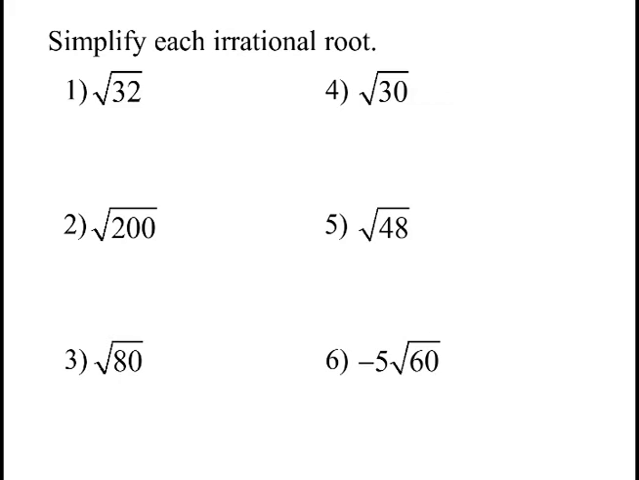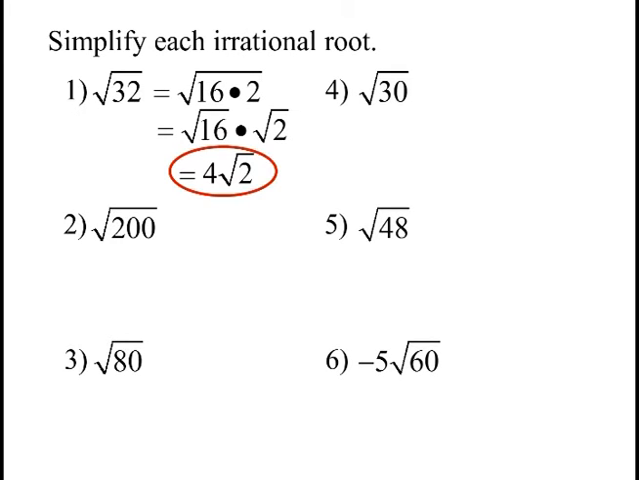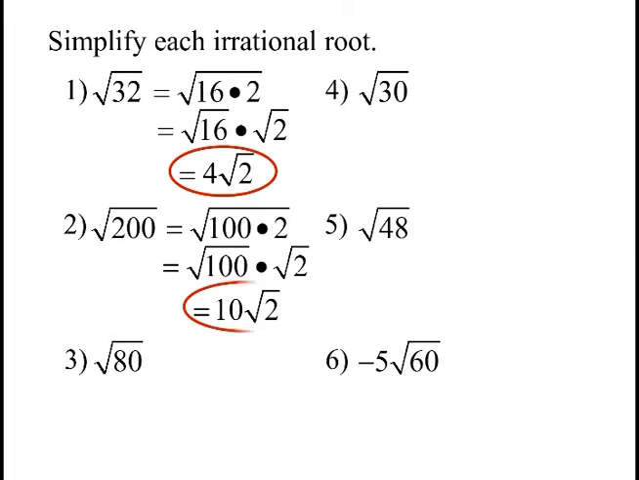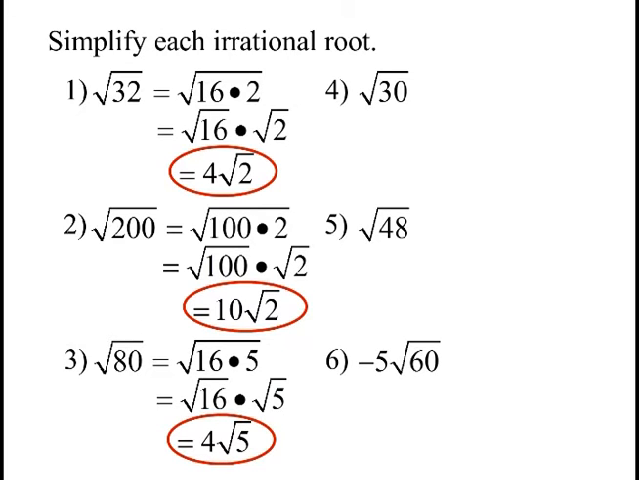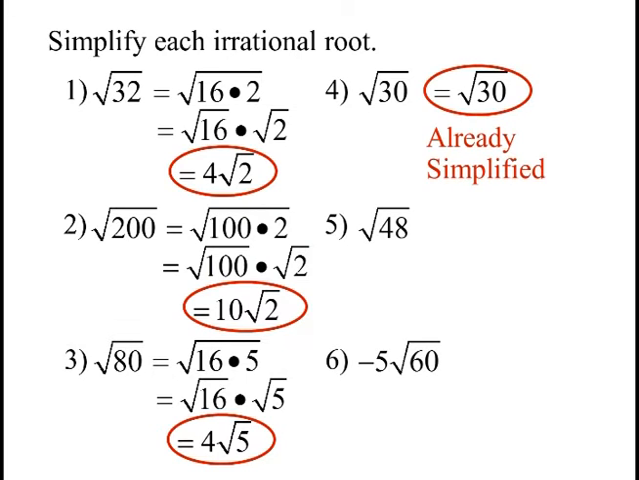Root 32 would be 16 times 2, so the 16 comes out as 4 root 2. 200 can be broken down into 100 times 2, so that's 10 root 2. Root 80 is a tough one. Yeah, 4 goes in, but can you think of something larger? If you take a 4 out, you'll leave a 20 behind, and there's another 4 in there, which means you could have actually taken a 16 out. That's 4 root 5. Root 30 has no perfect square factors, so it's already fully simplified.